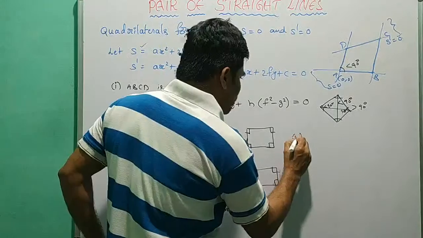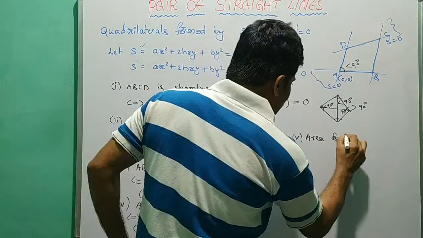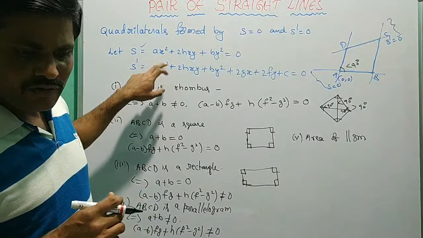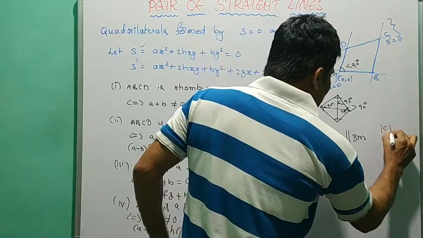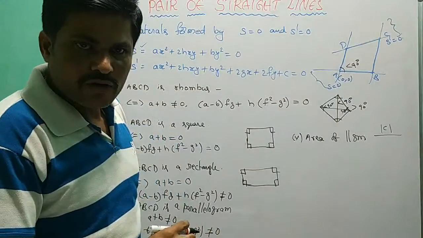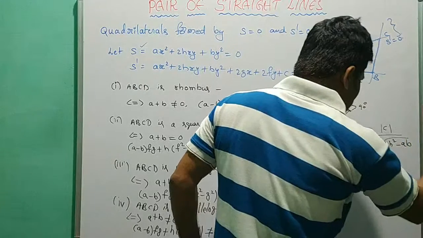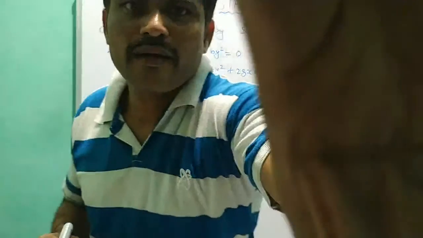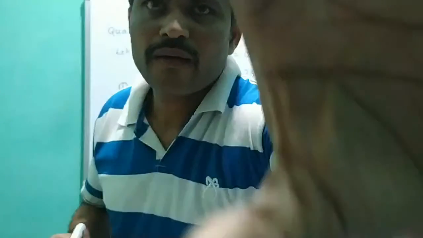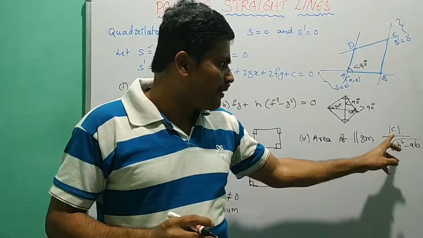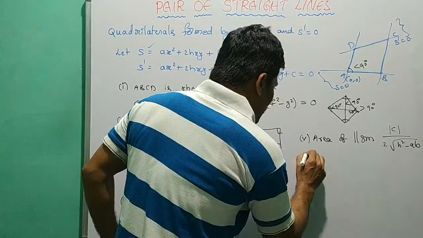Area of the parallelogram. Given two pairs of equations, to find the area, it is mod c by 2 into square root of x minus a. So this is the area of the parallelogram. The formula is mod c x square minus ab. Similarly, the next topic.